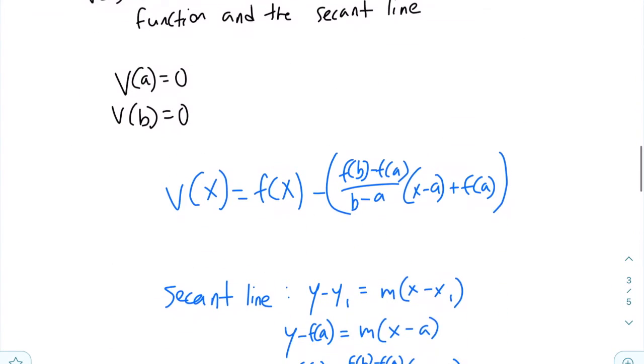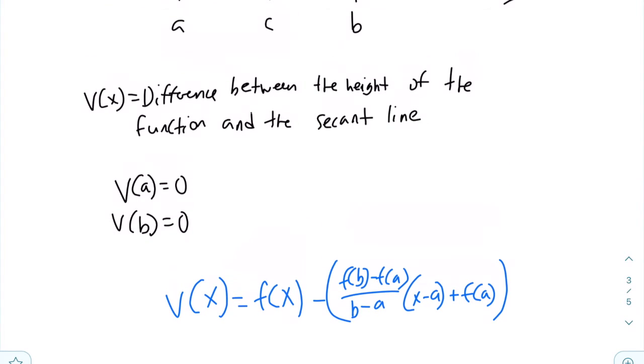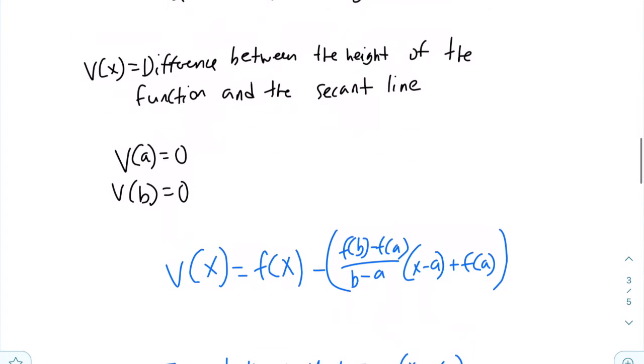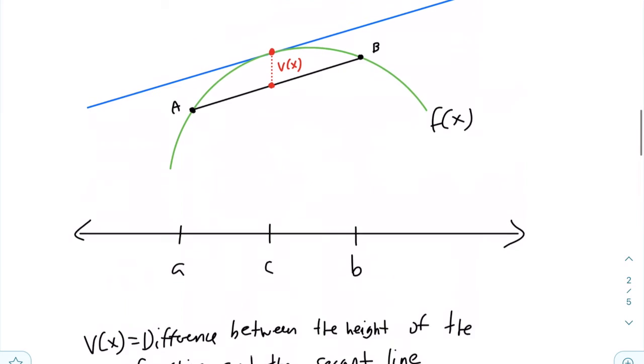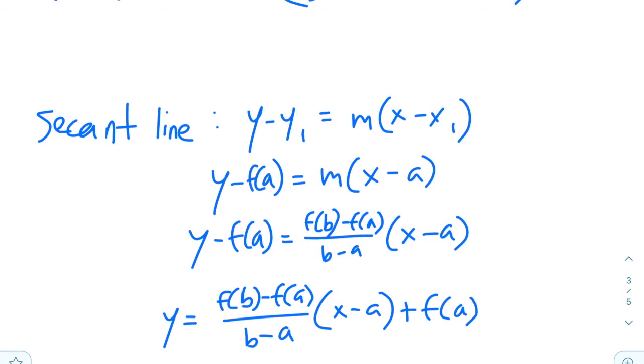Okay, now we can get on to the proof. So we know v of x is the difference between the height of the function and the secant line. So let's put that into mathematical terms. The height of the function minus the secant line is essentially what it is. So what is the function? It's f of x. Minus what is the secant line? Well, let's ignore this part for now. So how do we even find that?